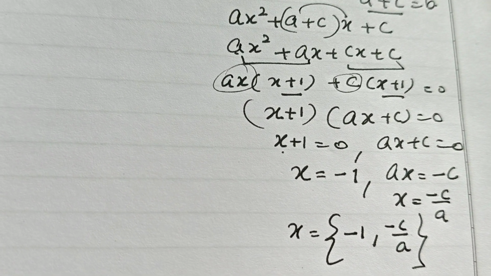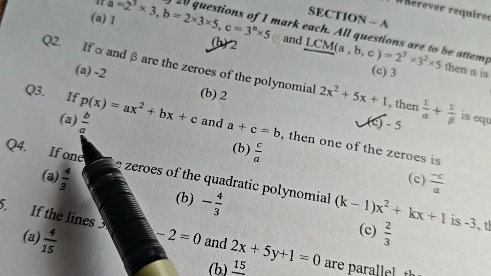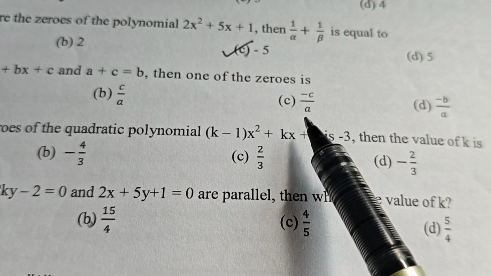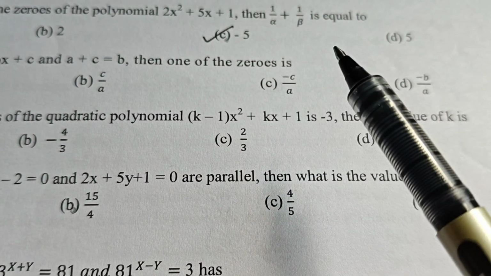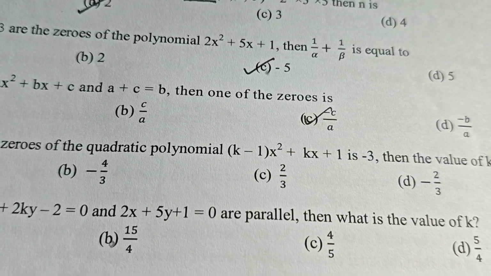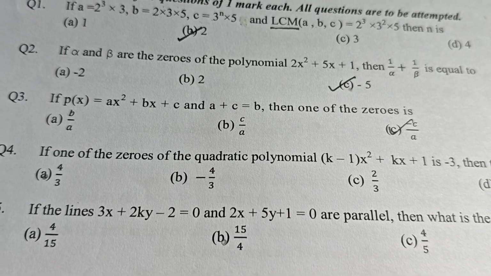So they are asking one of the zeros. See the given options for question 3. B by A? No. C by A? No. Minus C by A. Yes, this is the answer we found, minus 1 and minus C by A. As minus C by A is given in the options, this is the right answer for question number 3.